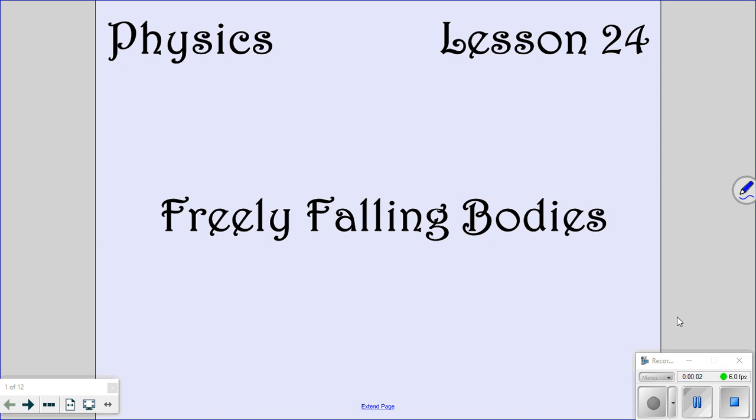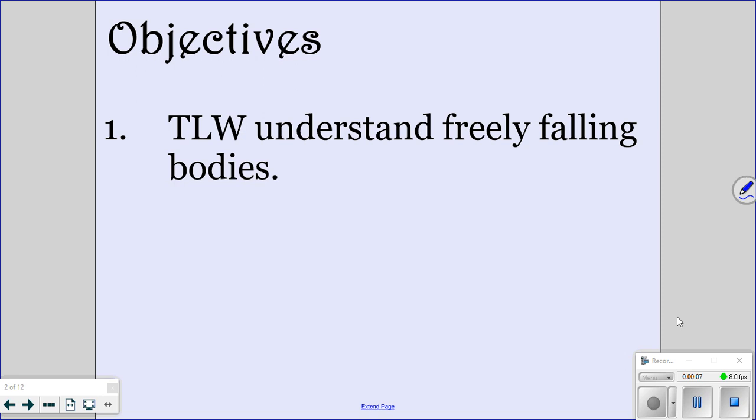All right, so we're looking at lesson 24 today. We're looking at freely falling bodies. So hopefully after this lesson you'll understand how freely falling bodies work.